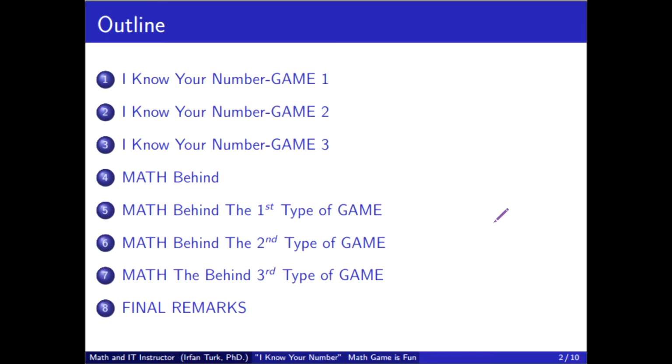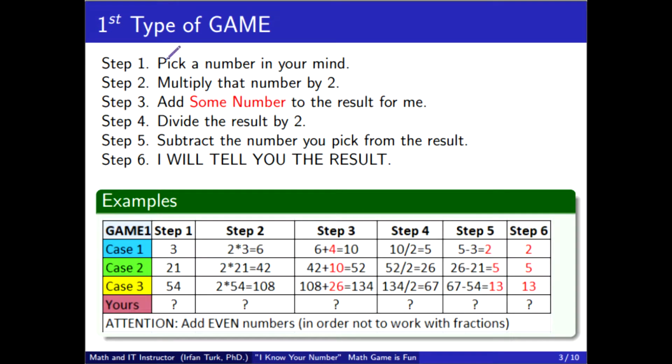At the beginning I want to say that this video is composed of 8 slides excluding this one. This is our first type of game and there are basically 6 steps. In the first step we just pick a number. Whatever we pick, in the second step we multiply it by 2 and then add some number to it. Then we divide it by 2 and subtract the number that we picked at the beginning from the final result, and then we see what is left over. You can play this game with one person or more.